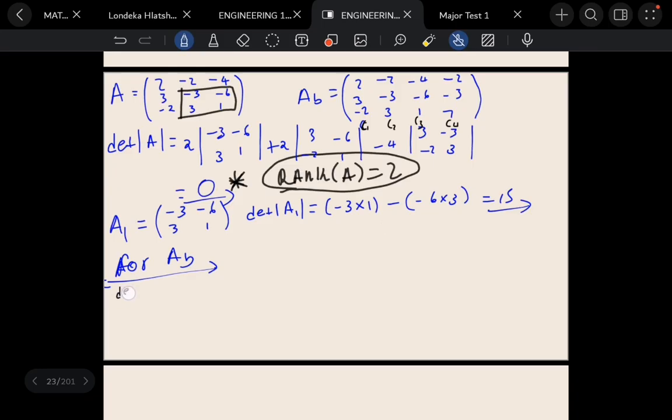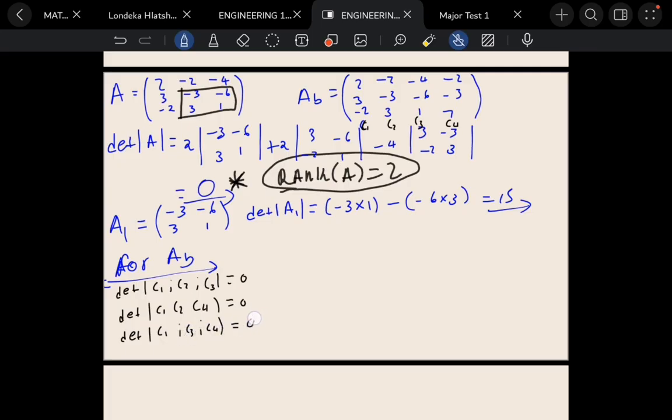If you find the determinant of a matrix of C1, C2, C3, your determinant is going to be 0. If you try a matrix of C1, C2, C4, again your determinant is going to be 0. If you try column 1, column 3, column 4, again the determinant is going to be 0. If you find the determinant of column 2, column 3, column 4, again your determinant is going to be 0.